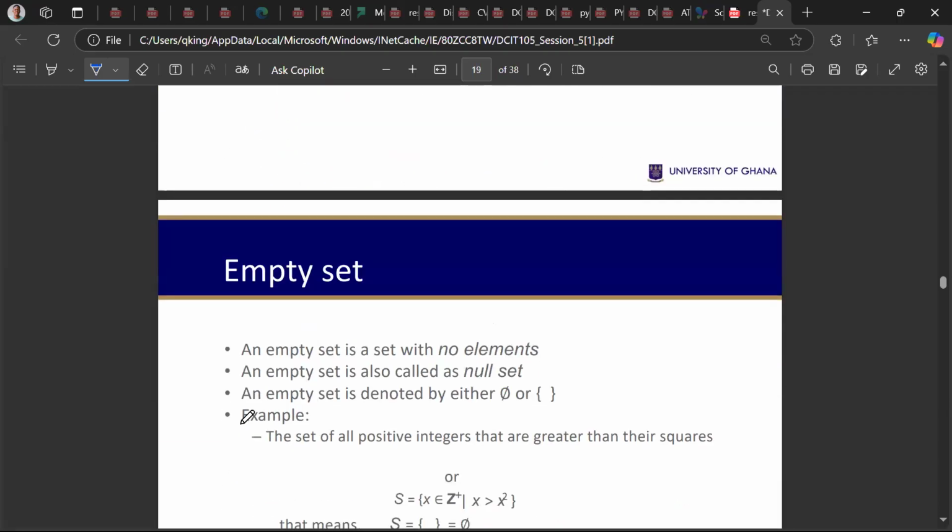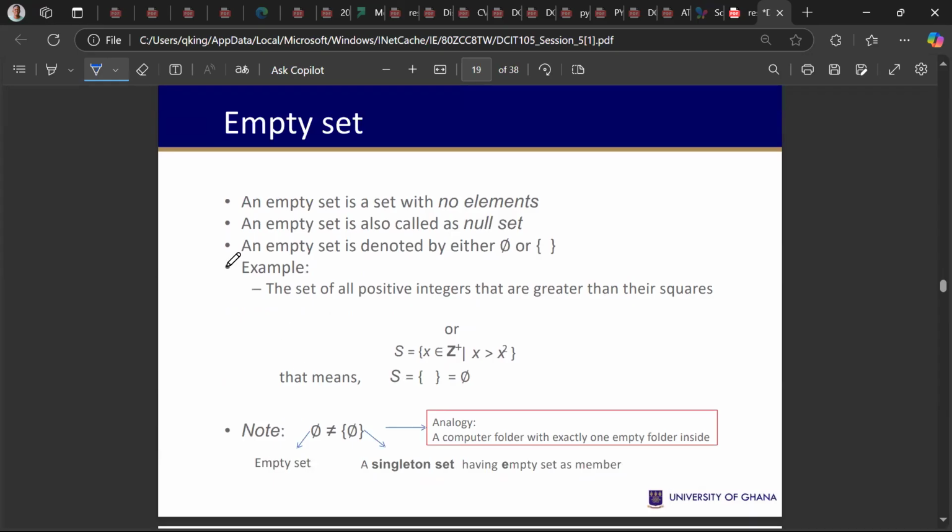All right. And so looking at empty sets, we all know that an empty set is a set with no element. An empty set can also be termed a null set. And then it is often denoted by either this symbol, the null symbol, or this symbol as well.